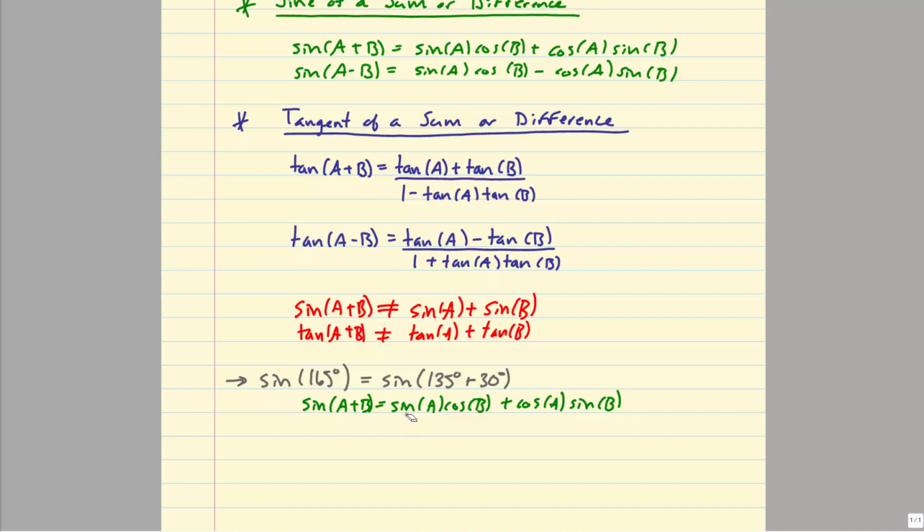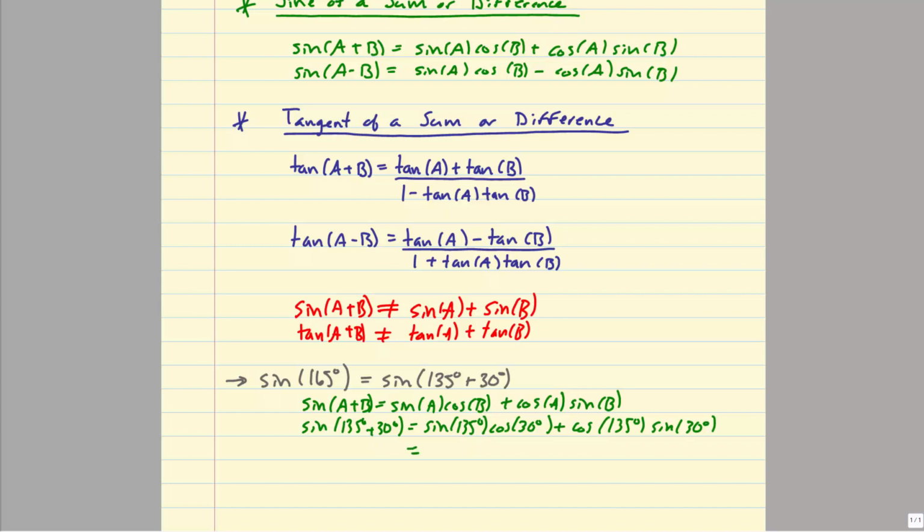Okay, so our next step then would be plugging in 135 degrees plus 30 degrees. So it would be the sine of 135 cosine of 30 plus the cosine of 135 times the sine of 30. I think this one should have been 30 right here. Let me write that better so it looks right. Plus 30 degrees. Okay, so I have that fixed through here.